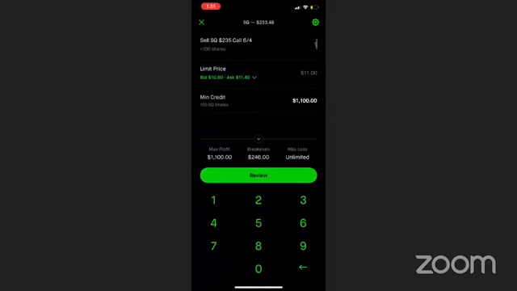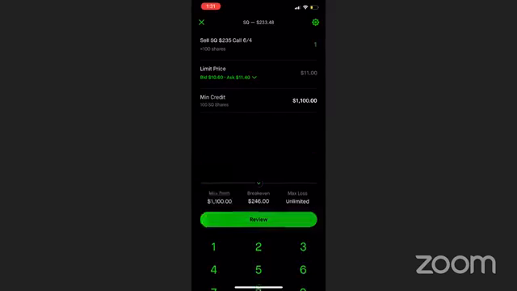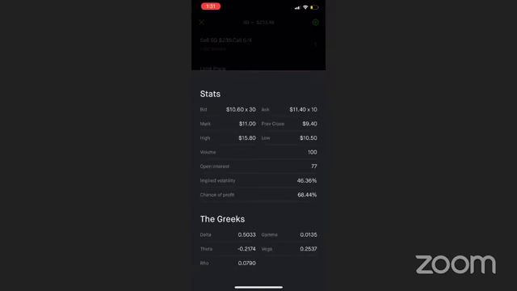Because this is a contract that expires June 4th. So this has less than a month to go. Sorry, May 8th. So this is June 4th. So yes, thetas are higher the closer you get to expiration. It's called theta burn or time decay, right? It kicks in on you.